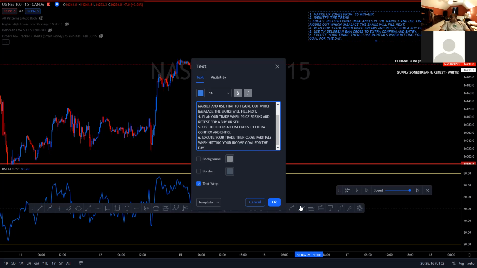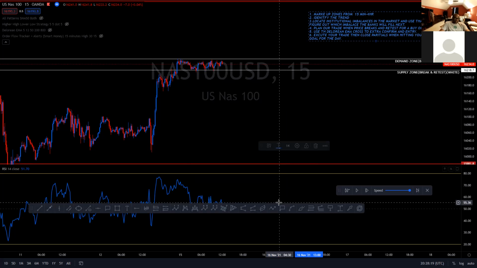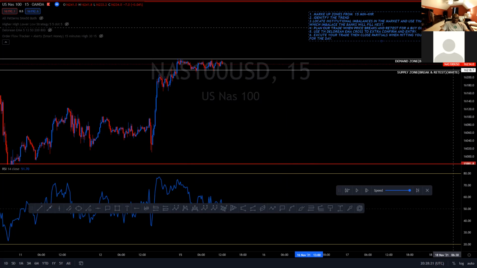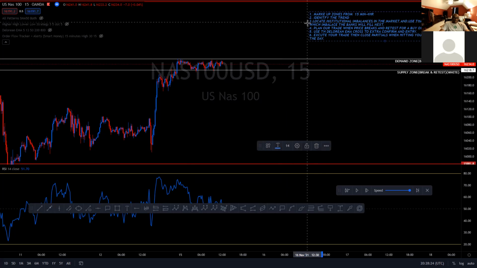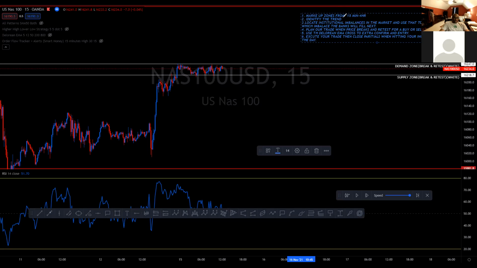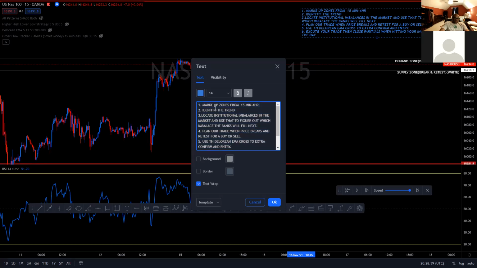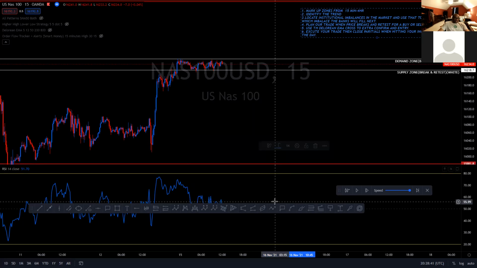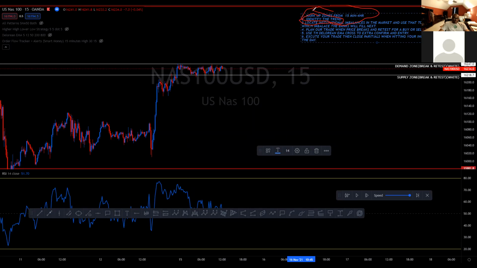All right, so I'm going to stretch this out here. So we already did, shoot, I accidentally spelled a word wrong in here. There we go. So the first thing we did was we marked up zones from the 15-minute to the 4-hour, and then we also identified the trend. Now we're going to locate institutional imbalances.